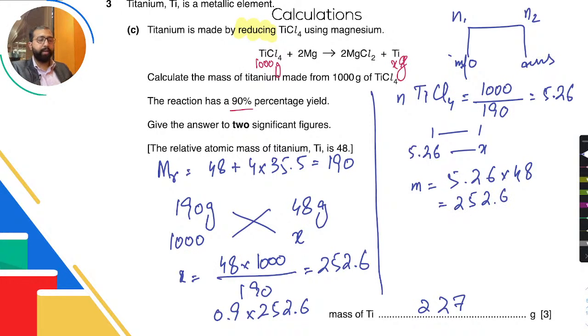Although I wrote 5.26, I did not change the value on the calculator. I just let it be. And I use that value in the next step because it will make sure that my answer is still accurate even if I've approximated over there. 90% of this, that is 90% times 252.6, and that's 227. I have my answer. Okay, going good so far.